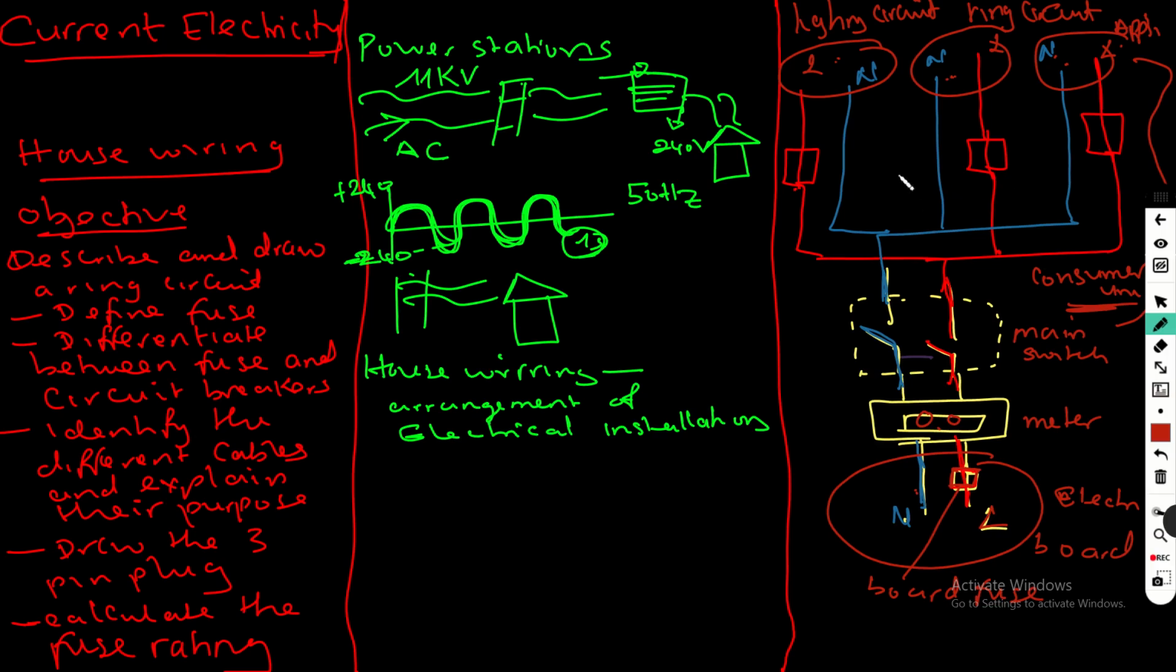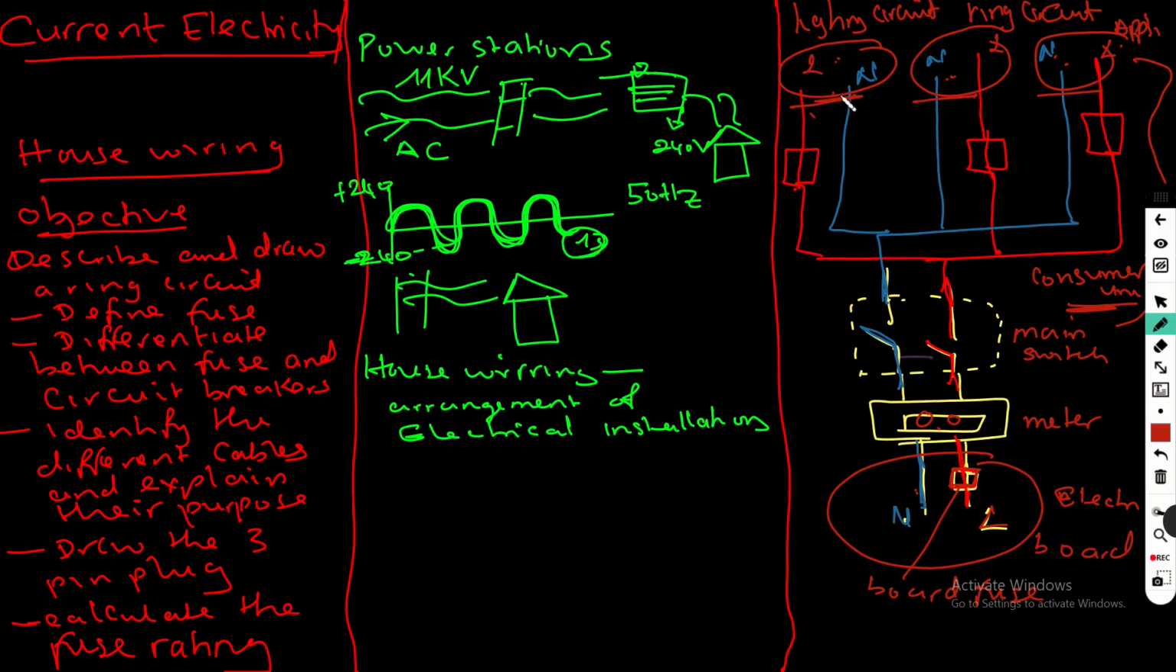Now, this consumer unit has circuit breakers for bulbs and for sockets and for appliances that take a lot of current, like electrical cookers. So the sockets and the lighting bulbs are connected differently. The bulbs are connected using the lighting circuit, and the sockets are connected using the ring circuit.